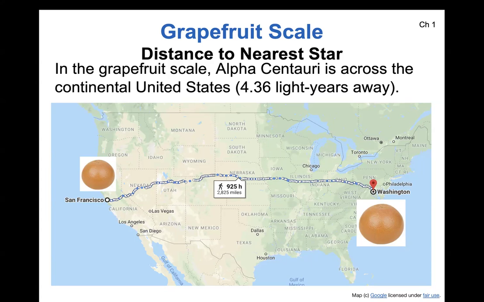But at the scale of the grapefruit, it would be 2,825 miles, or all the way across the continental United States, all the way from San Francisco to Washington, D.C. So all the planets, even out to Pluto, which is this distant, remote planet in our solar system, all of that is like the size of a park, right?